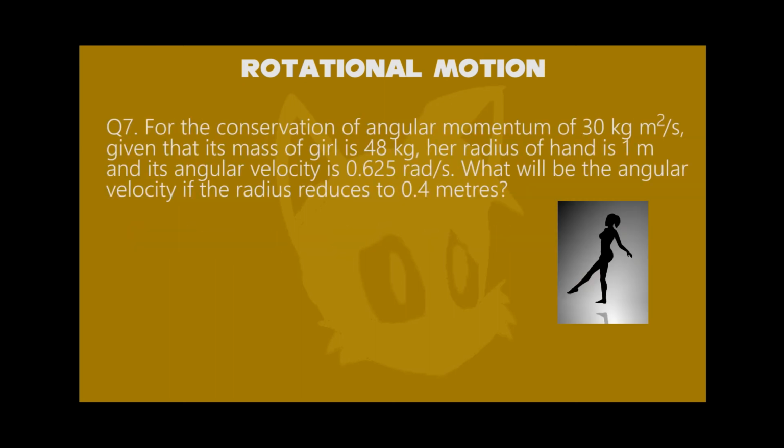And seventh question, this is a bit harder. For the conservation of angular momentum of 30 kilograms square meter per second, given that its mass of girl is 48 kilograms, her radius of hand is 1 meter and its angular velocity is 0.625 radians per second. What will be the angular velocity if the radius reduces to 0.4 meters?